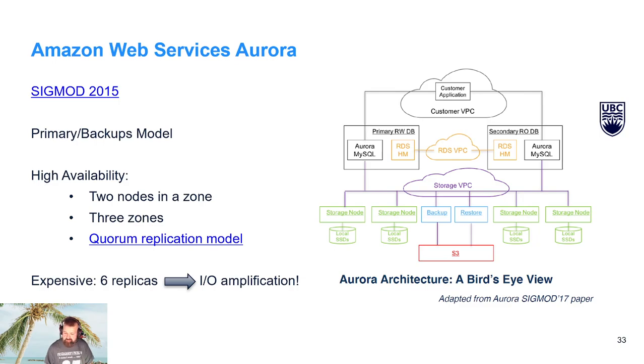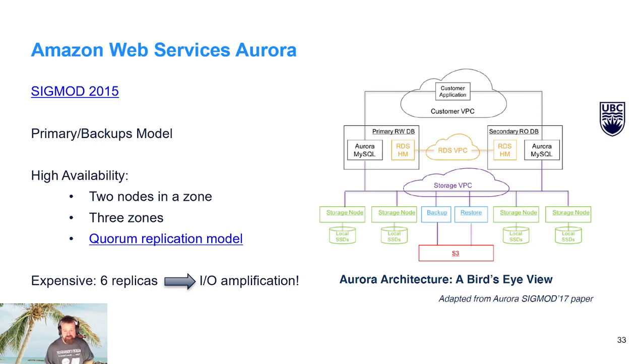So this was a primary backup model. I don't know why I made backups plural. Actually, no, I do know. It is a primary backups model because you have one primary and multiple backups. I did that deliberately. Now I remember.